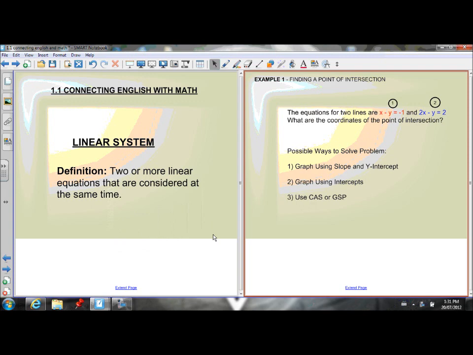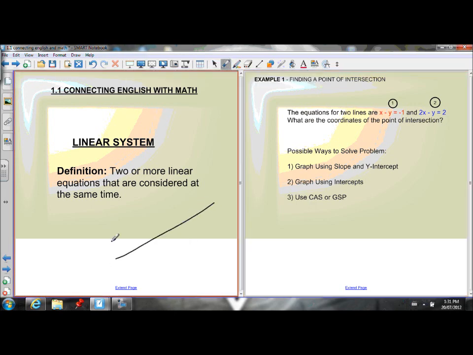Alright, so welcome to the first official unit of grade 10 math. This will be the first lesson on section 1.1, Connecting English with Math. In this lesson, we're going to learn to find the point of intersection of two lines. We'll find the point of intersection by graphing those two lines.